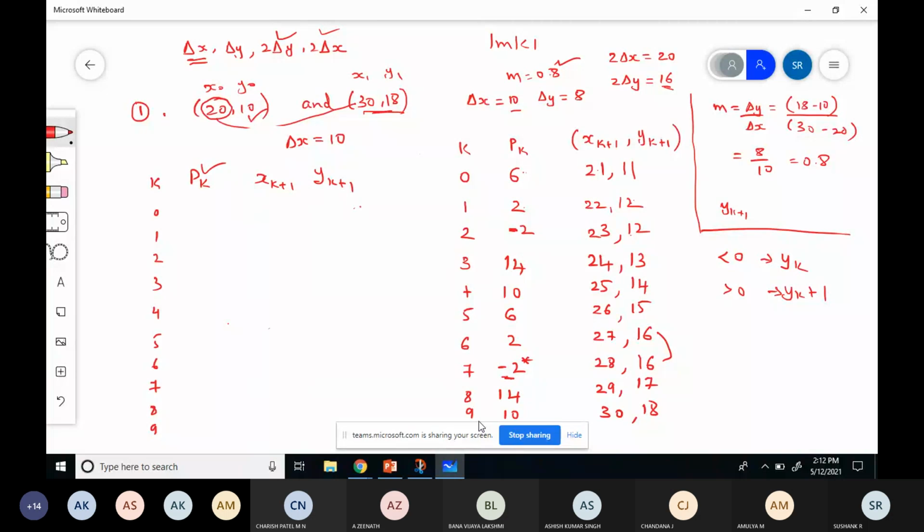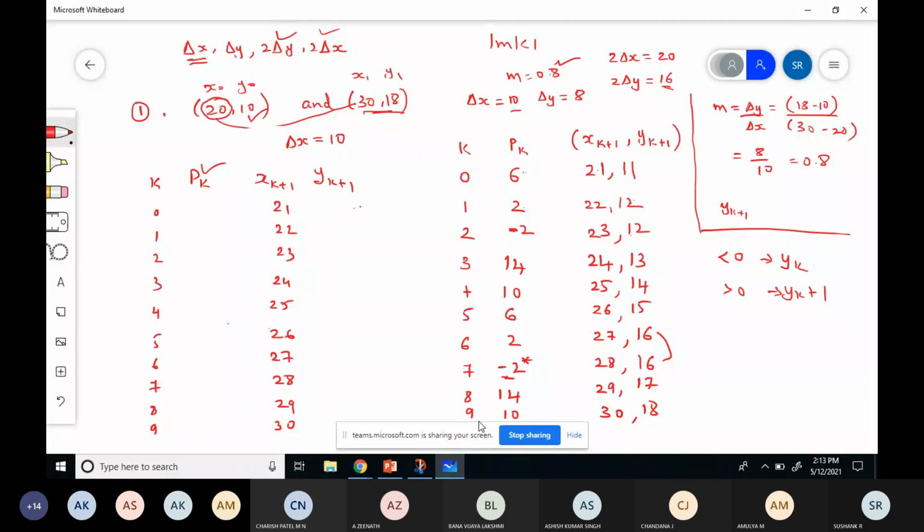So what is the value of x? 20. So start from 21. From 21 you just write 21, 22, 23, 24, 25, 26, 27, 28, 29, 30. Then you start calculating this pk value.